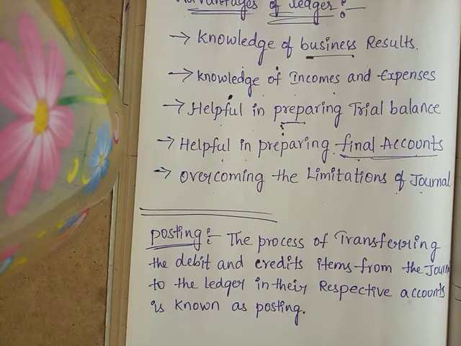Next is appearance. The journal includes one debit column and one credit column. Without debit and credit there is no entry. The ledger includes two sides. What are the two sides? The left hand side is known as the debit side and the right hand side is known as the credit side.